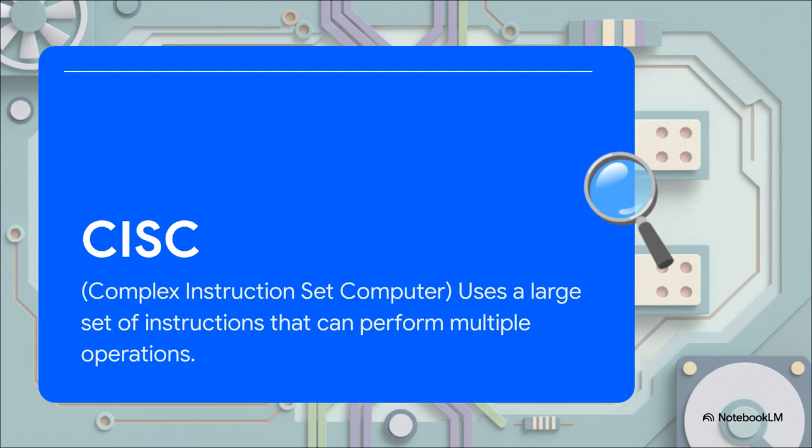And on the other side of the ring, you've got CISC, or Complex Instruction Set Computer. CISC's philosophy is the opposite. It wants to do more with each instruction. So it has a huge vocabulary of powerful, complex commands. A single CISC instruction might do the work of 3 or 4 RISC instructions all at once, like grabbing 2 numbers from memory, adding them, and storing the result all in one go.